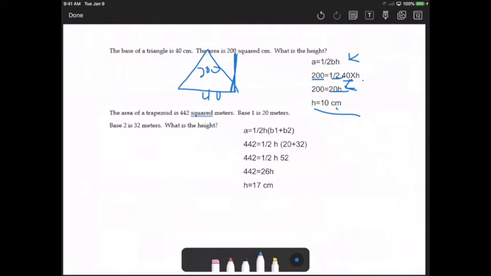If you want, put it back in the problem, see if it works. So it's 1/2, base is 40, times 10, which is the height. Half of 40 is 20. 20 times 10 is going to be 200.